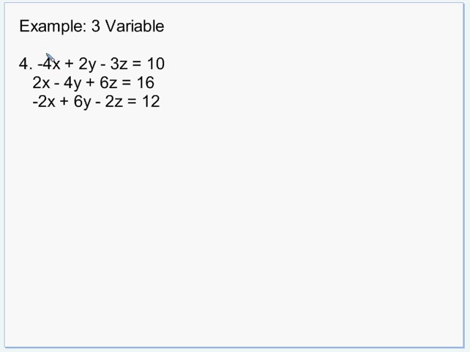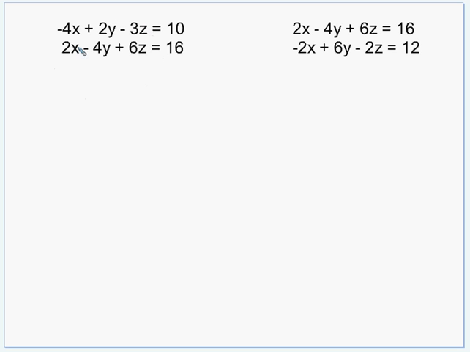I'm going to take these 2 and eliminate the x's. Then I'm going to take the bottom 2 and eliminate the x's as well. So these are my first 2. So this is my a and my b. So we want to eliminate the x's. So I have a -4 and +2. We're going to times the bottom one by 2.